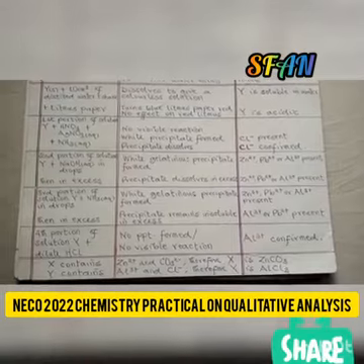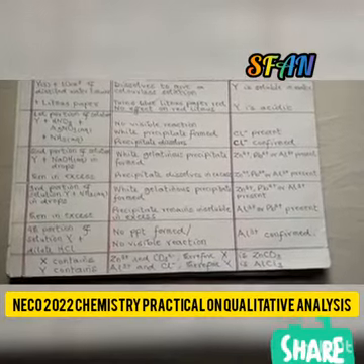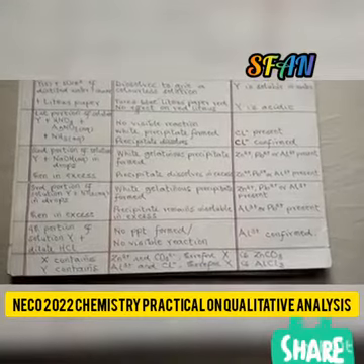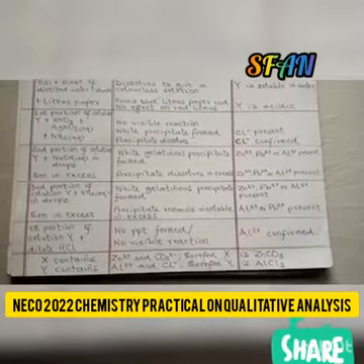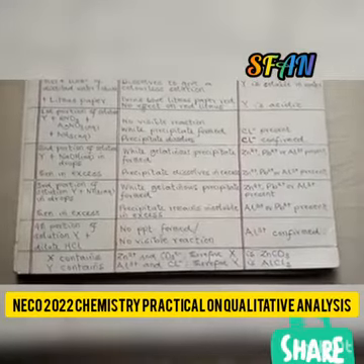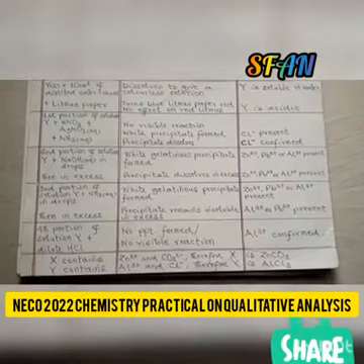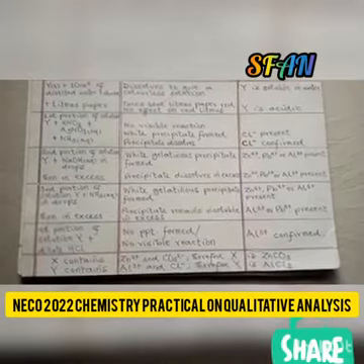Then to the fourth portion of solution Y, we added dilute HCl, and our observation was that no precipitate was formed, or we say no visible reaction. And our inference here is that Al³⁺ is confirmed.